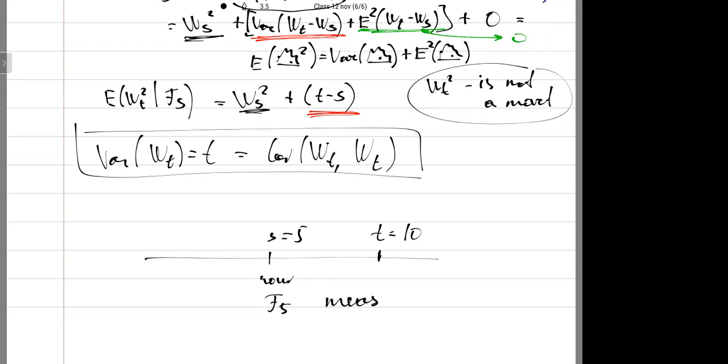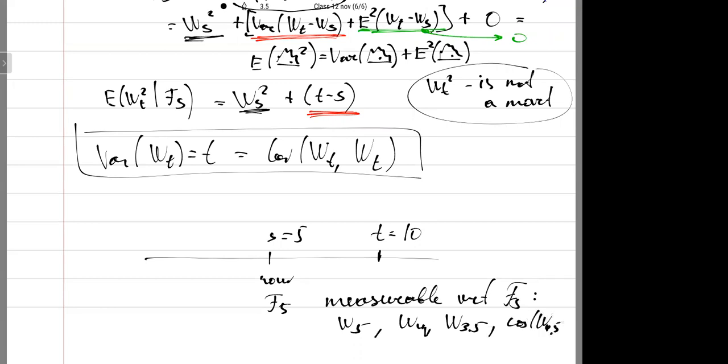Let me write a small list. Measurable with respect to F5. For example, you know the value of W5. You know the value of W4. You know the value of W3.5. You know the value of cosine of W4.5. You know 4.5 divided by 4.3. All these variables are known to you. So your information is sufficient to calculate the value of these random variables, okay?